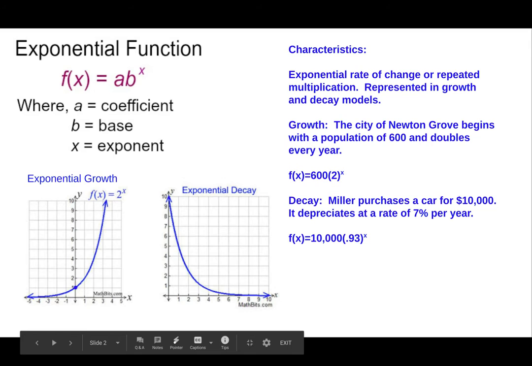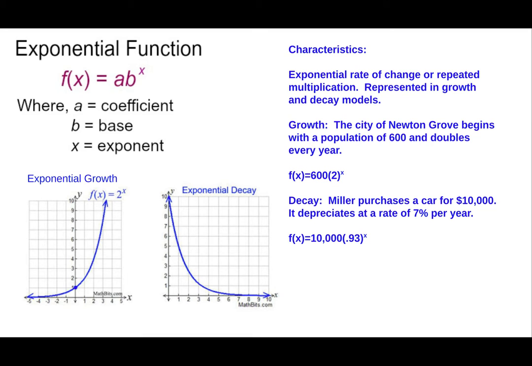If we look at our next function that we learned, it was f of x equals ab to the x, where a is our coefficient, b is the base, and x is going to be the exponent. And the characteristics of this is it was an exponential rate of change or repeated multiplication, and it was represented in growth and decay models.